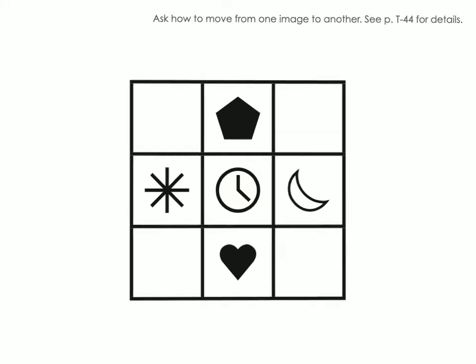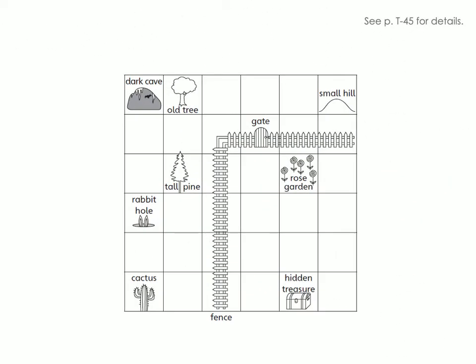Now, here's a map of my backyard. And in my backyard, you can see some different things. There's a cactus and a rabbit hole and a rose garden and some hidden treasure. And imagine you were in my backyard and you were standing near the cactus. And I asked you to point up. You would point towards the sky. If I asked you to point down, you would point towards the ground.